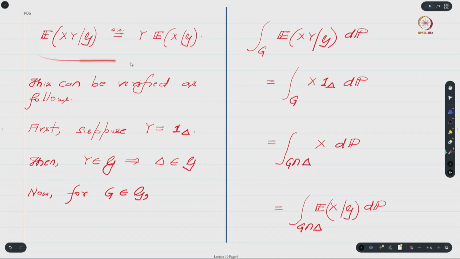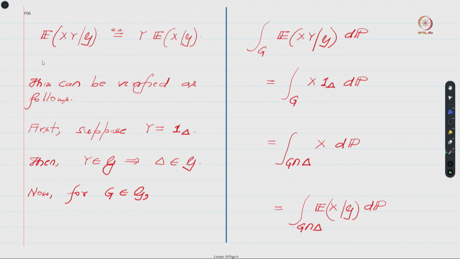So, the goal is to show this, and towards that we will presume that y has a special form, that is y equals indicator delta, where this delta belongs to g. By ensuring that delta belongs to g, we are ensuring that y is measurable with respect to g as required in the statement of this claim. Now we have to show that if y has this special form, then this condition actually holds. So, let us verify that.